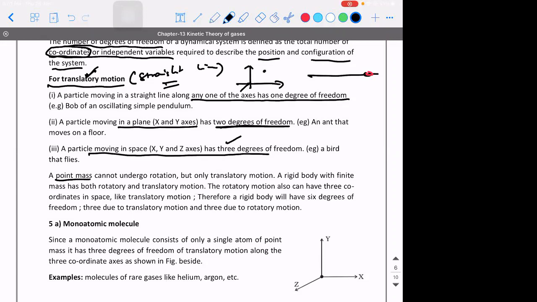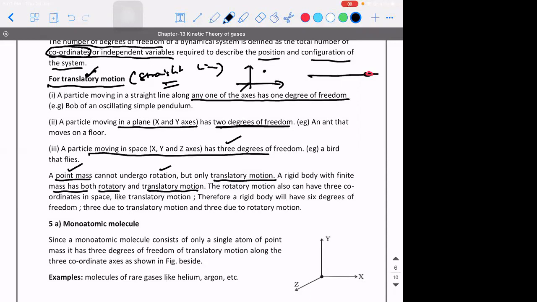A point mass cannot undergo rotation because its size is very small compared to the distance it is going to travel. So you can speak about rotation only when it is a finite sized object, whereas a point mass does not have any finite size. So you cannot define rotation for it, but you can define only translatory motion. Similarly, if you talk about a rigid body with finite mass, then a rigid body will have rotatory and translatory motion associated with it.